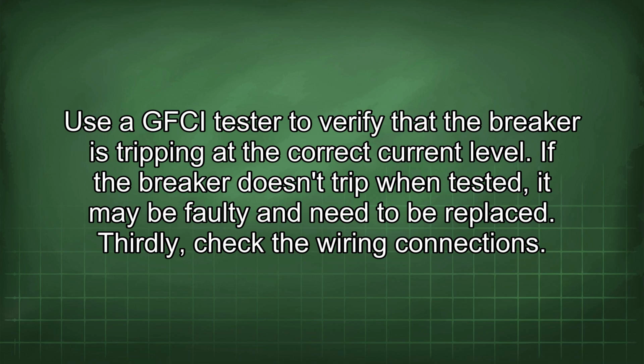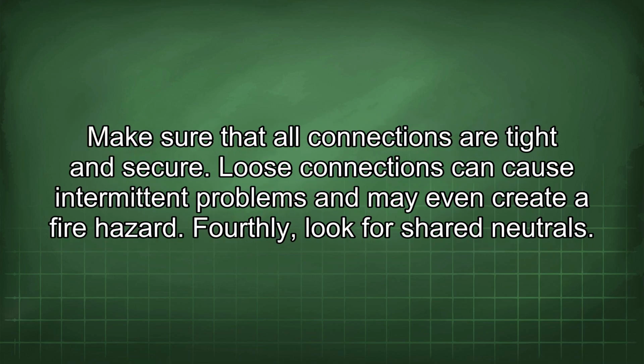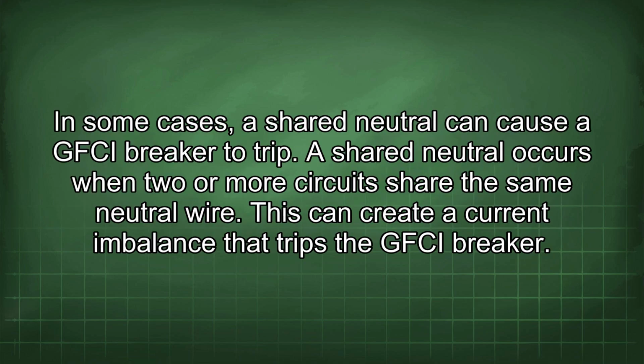Thirdly, check the wiring connections. Make sure that all connections are tight and secure. Loose connections can cause intermittent problems and may even create a fire hazard. Fourthly, look for shared neutrals. In some cases, a shared neutral can cause a GFCI breaker to trip. A shared neutral occurs when two or more circuits share the same neutral wire. This can create a current imbalance that trips the GFCI breaker.